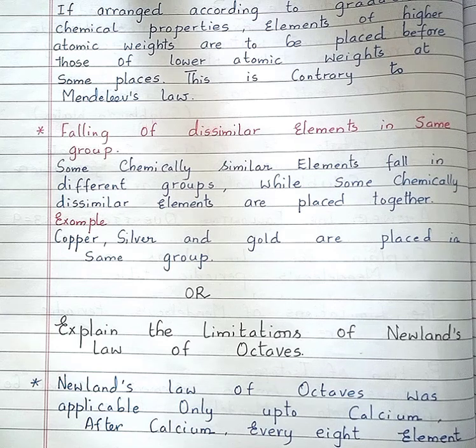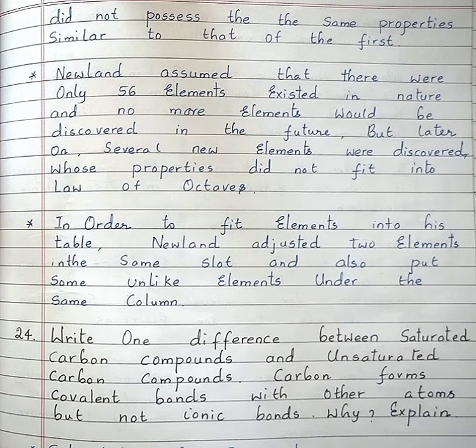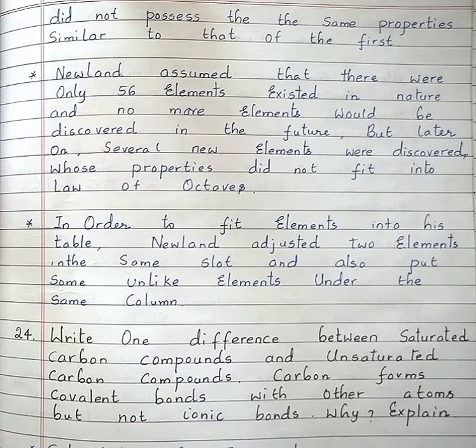Choice question. Explain the limitations of Newland's law of octaves. Answer. Newland's law of octaves was applicable only up to calcium. After calcium, every eighth element did not possess properties similar to that of the first. Newland assumed that only 56 elements existed in nature and no more elements would be discovered in the future. But later on, several new elements were discovered whose properties did not fit into the law of octaves.